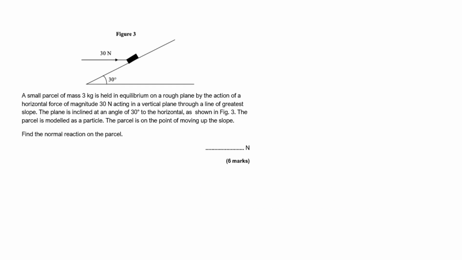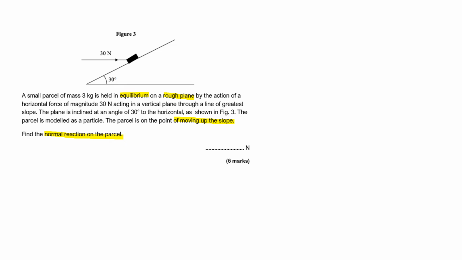So did you pick out the keywords to look out for? We're in equilibrium, so all the forces are going to balance. We're on a rough plane, so we're going to have some friction. The parcel is on the point of moving up the slope, so the friction is going to oppose that motion and go in the other way. We're asked to find the normal reaction on the parcel.